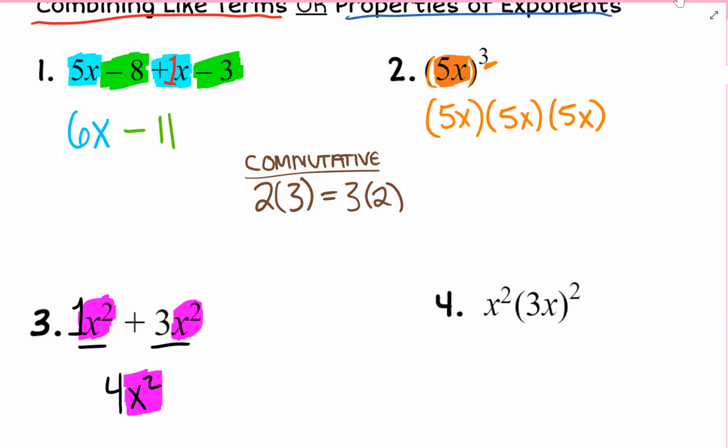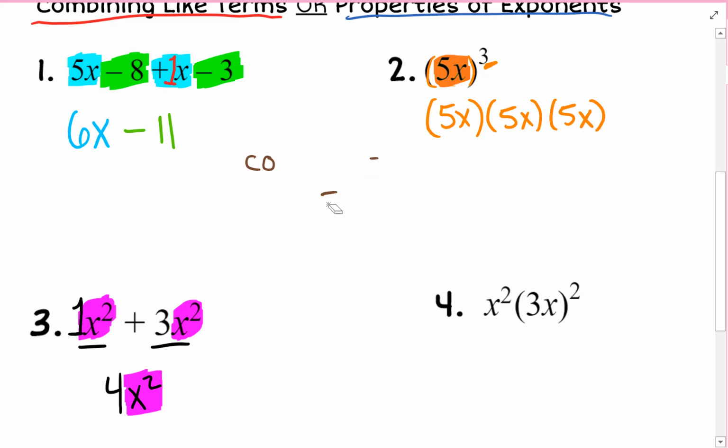And remember that multiplication is commutative, meaning 2 times 3 is the same as 3 times 2. So I can actually adjust the order if you want to make it a little clearer for yourself visually. I'm going to put all the numbers together. So 5 times 5 times 5. I could use parentheses, but I'm going to use the dot. They mean the same, so it's okay. x times x times x.